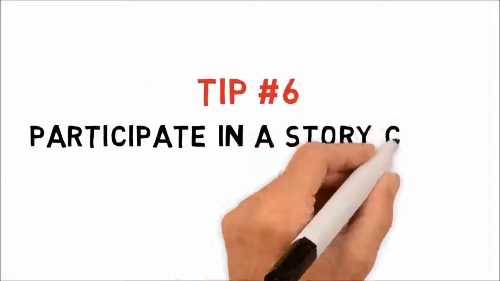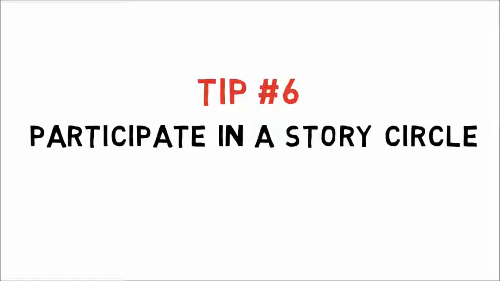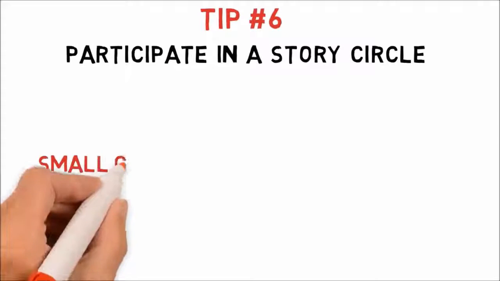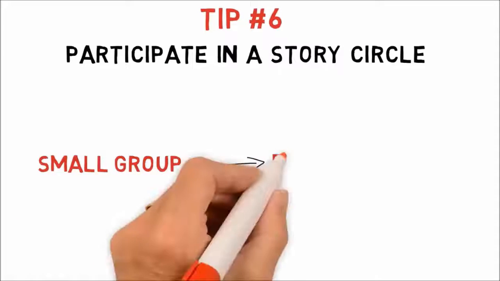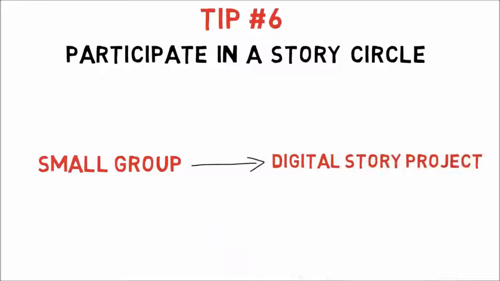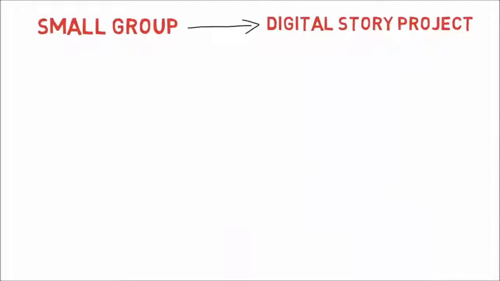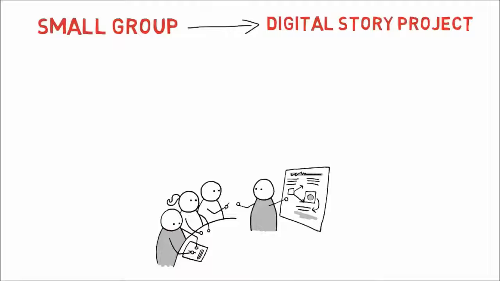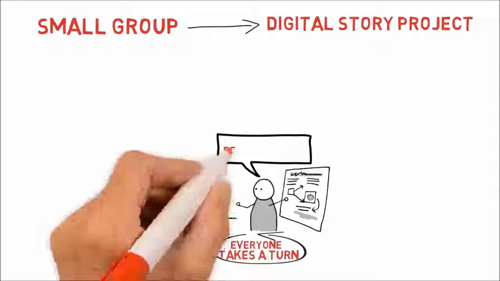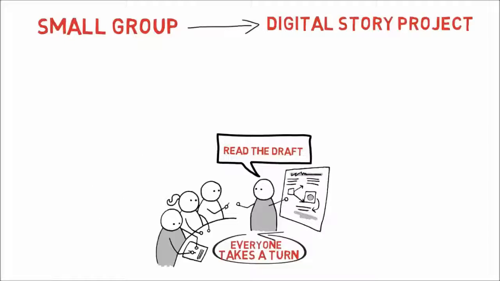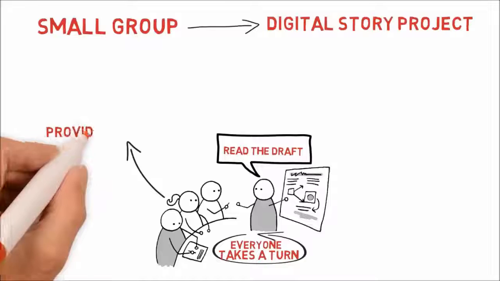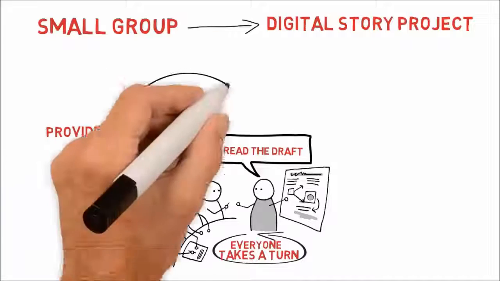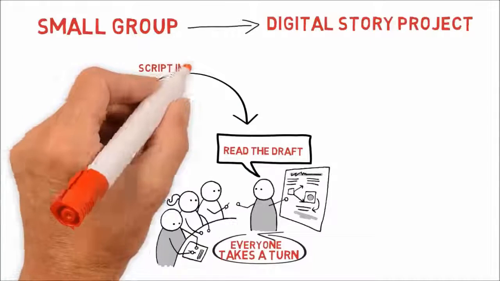Tip 6. Participate in a story circle. A story circle is a small group where you can share ideas and work through the process of making digital stories together with others, including perfecting your scripts. In the story circle, you and your colleagues can read aloud the draft versions of your scripts to each other and provide constructive criticism. You can then use these suggestions to improve your script.